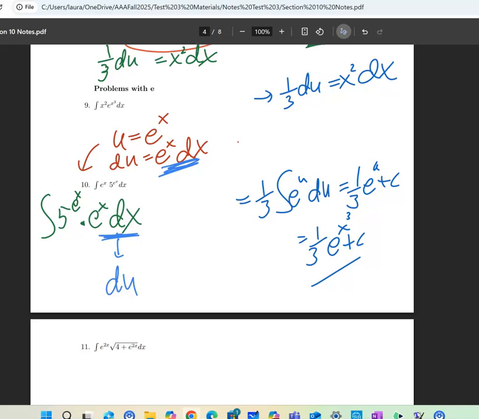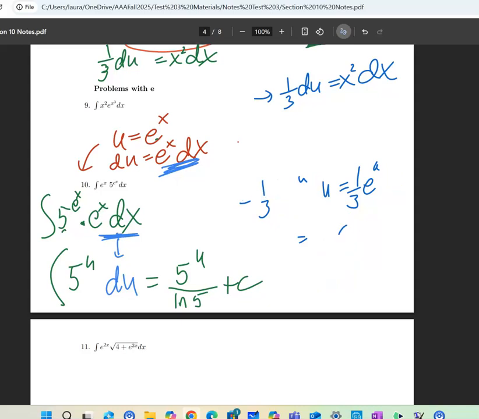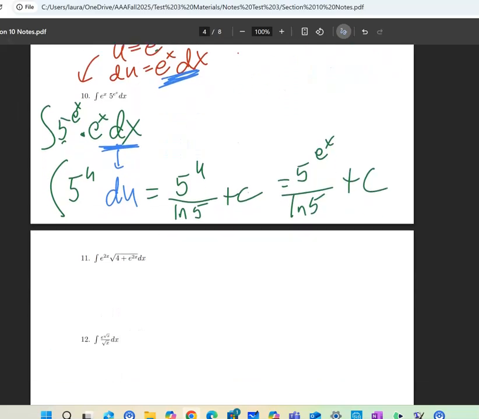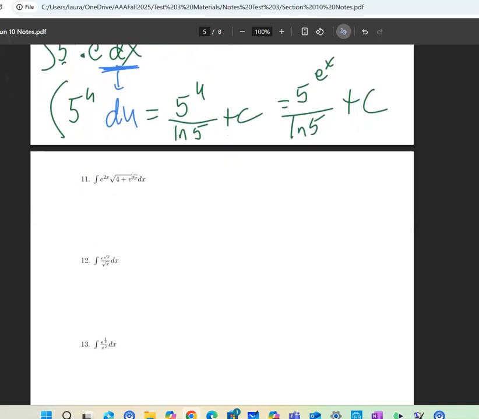And then I've got 5 to the u. I know what the integral of 5 to the u is. It's 5 to the u over ln of 5 plus c. And then I just put the x's back in for the u's. And that gives me 5 to the e to the x over ln of 5 plus c. Okay, so here's some more with e's.